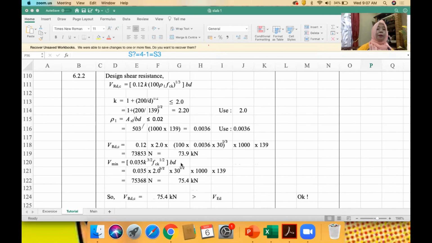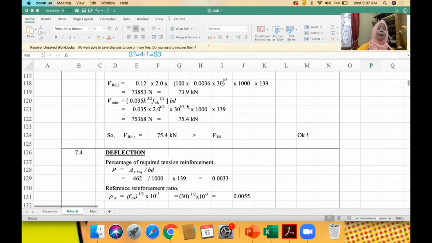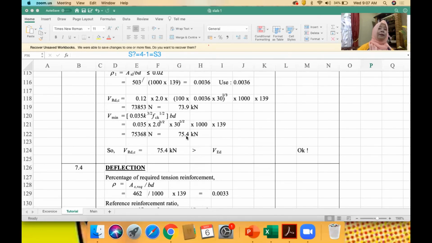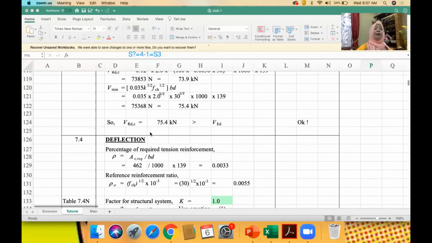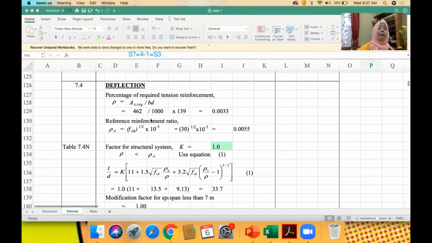Between these two is greater than the VED. This is the shear from the load, 25, but the minimum in the concrete is 75. Then it is okay, we don't need any modification of thickness.